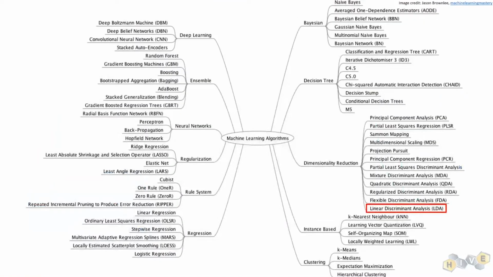But first, if you're not familiar with linear discriminant analysis, it's over here in the dimensionality reduction family, where principal component analysis is probably the most famous member of this family, and it's one that you've probably heard of. But PCA looks for variance in a sample, and linear discriminant analysis explicitly looks for differences between the samples.